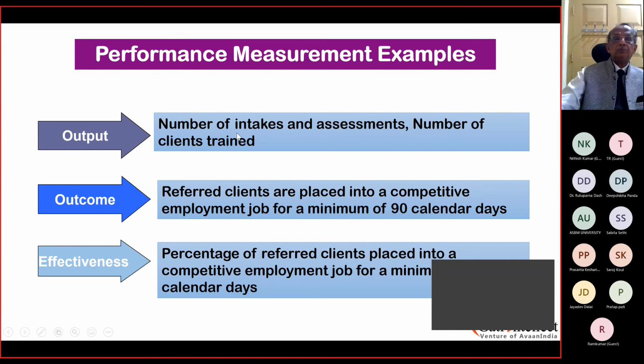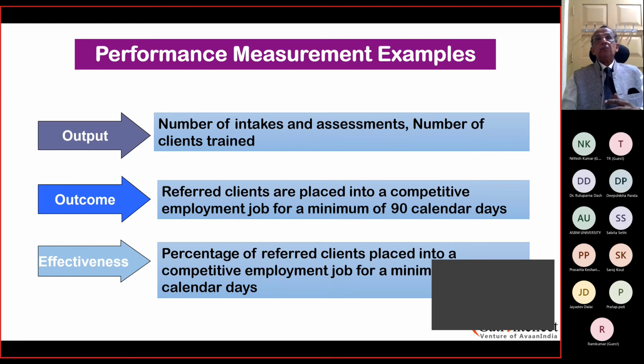Outcome: referred clients are placed into a competitive employment job for a minimum of 90 calendar days. Once you have done the training, have you been referred for any employment? Have you been able to get any potential employment opportunity? Then effectiveness: percentage of referred clients placed into a competitive employment job for a minimum of so many calendar days. So this is effectiveness.